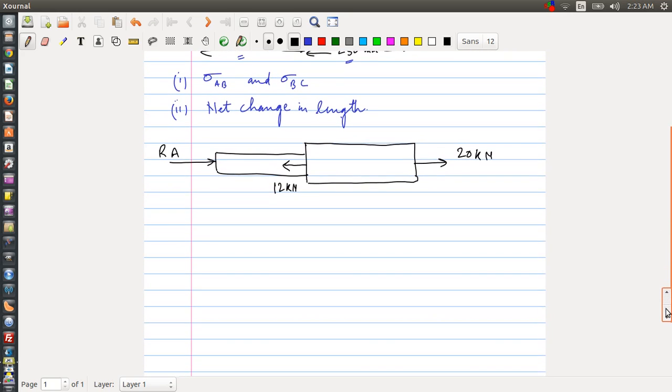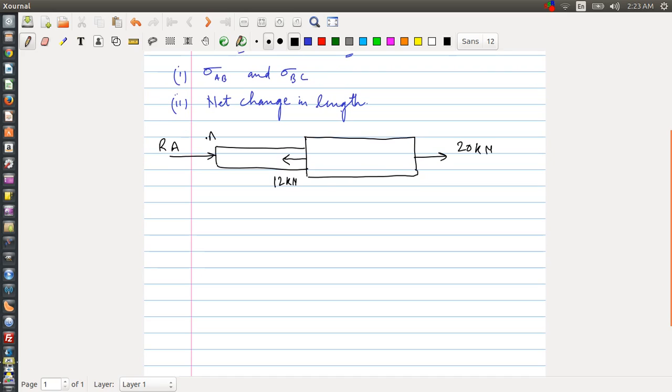Now once we have the free body diagram of the overall shaft ABC, let's cut the shaft into two portions, and individually draw the free body diagram of these two portions. But before we do that, we should first be calculating our reaction force.